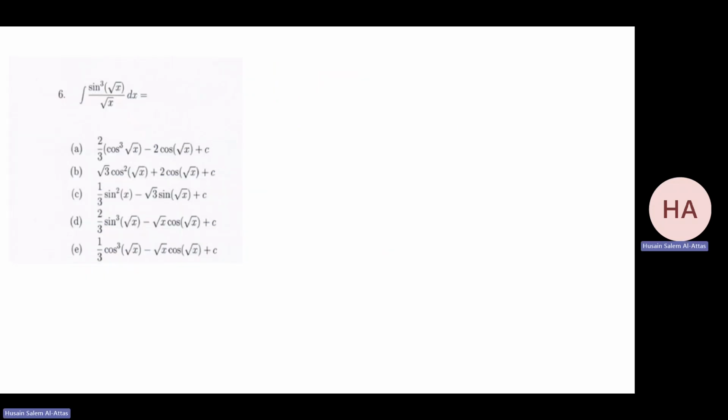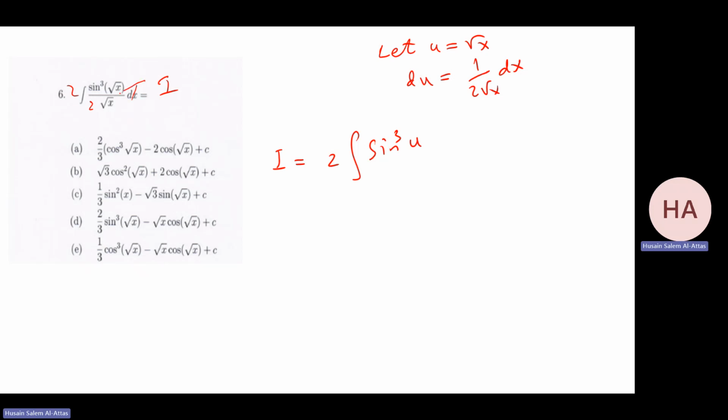Sine cubed square root of x over square root of x. Yeah, we'll do this trick. This is 2, this is 2. I let u be square root of x. So du will be 1 over 2 root x dx. So that will be what? This is I. So I will be 2 sine cubed u du.